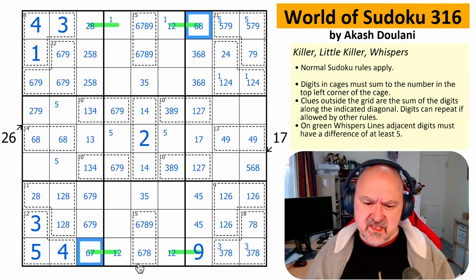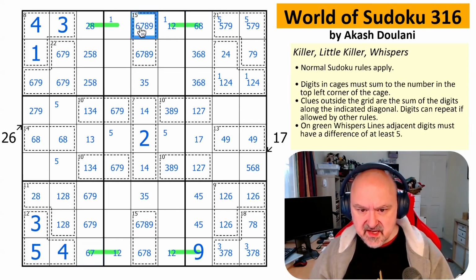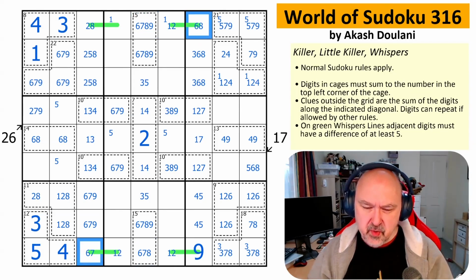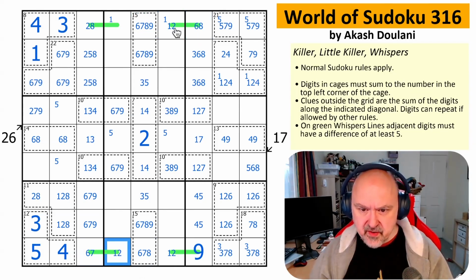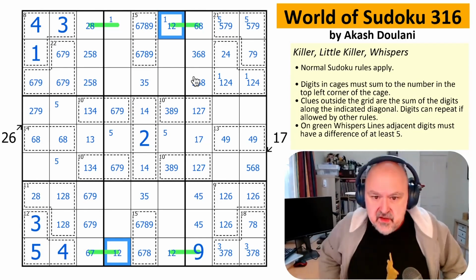One of those has to be a 6, I think. Because if that's not a 6, that's a 6. And if that's not a 6, that's a 6. And I can't have both of those as 6s. So one of those is a 6. So one of those is a 1. Wait a minute. And that's an X-Wing.